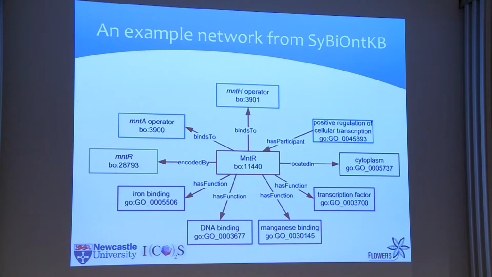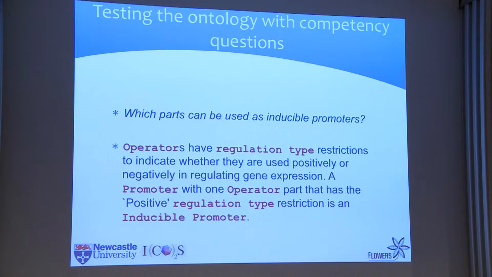When developing an ontology, we often start with some competence questions. These questions are really informal and they are only used to verify and test the ontology. One particular example is which parts can be used as inducible promoters. We had some discussions yesterday and today about the importance of such promoters as logic gates to create complex designs. So the answer, as captured in the ontology, is we are looking for promoters with a single operator which has the regulation type set to positive. So these are our target promoters.